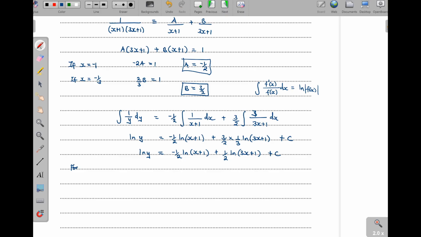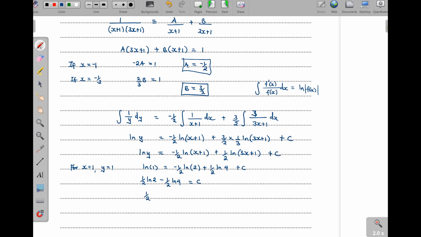So we can say for x equal to 1 and y equal to 1, we shall have natural log of 1, which is 0, and then this is negative, then natural log of, put a 1 there, that will be a 2, then plus a half, natural log, put a 1 there, that will be a 4, then plus the c. So this will be 0. But when this one crosses, it is going to become a plus. So we shall have a half natural log of 2, then minus a half natural log of 4, which is equal to c.